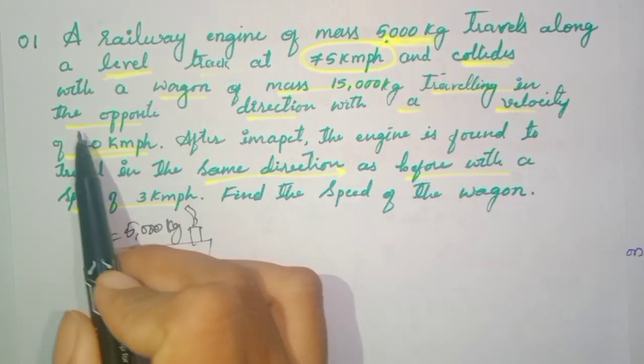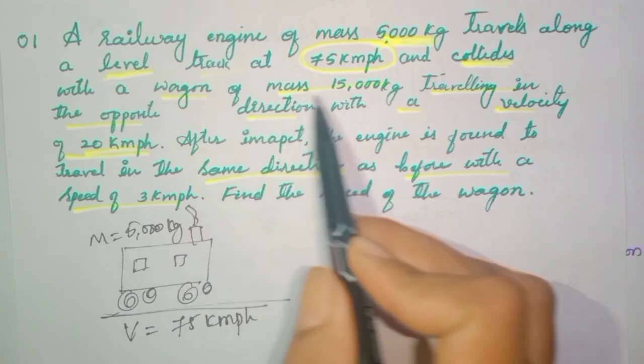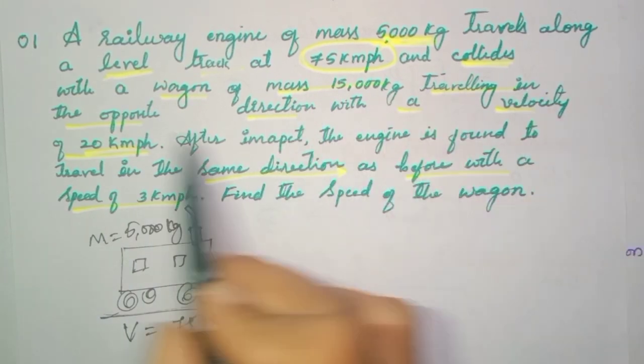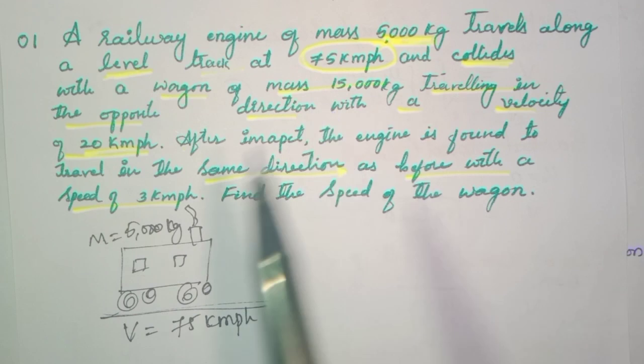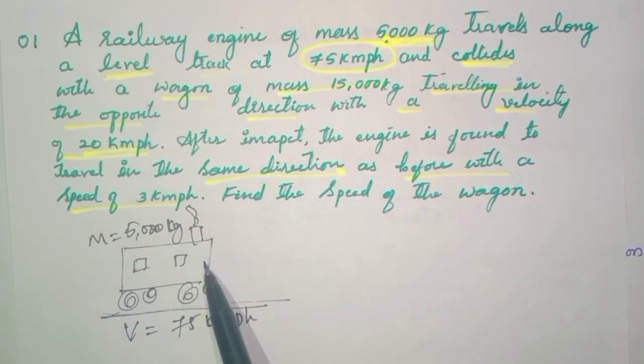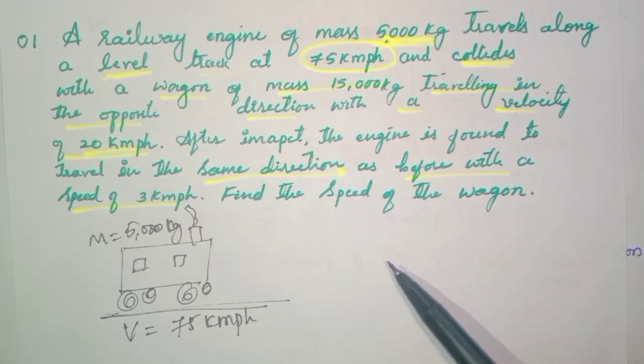And it collides with a wagon of mass 15,000 kg traveling in the opposite direction. So here, this railway engine collides with the wagon.